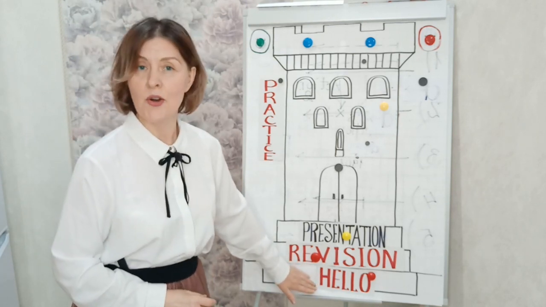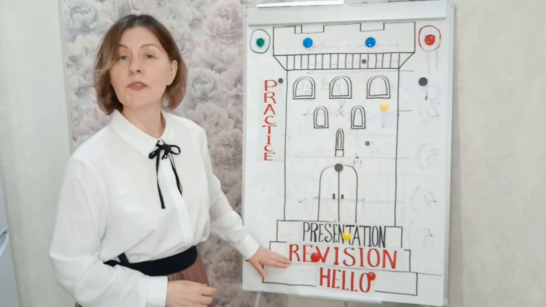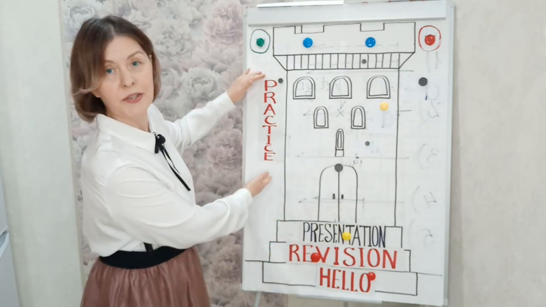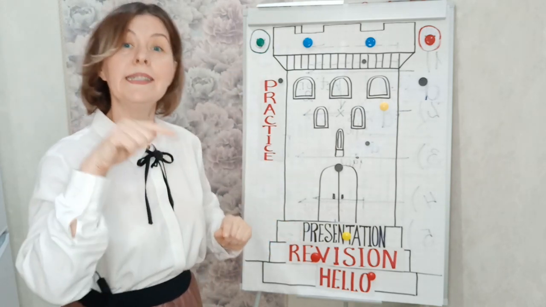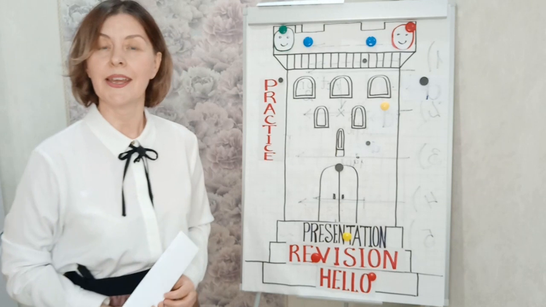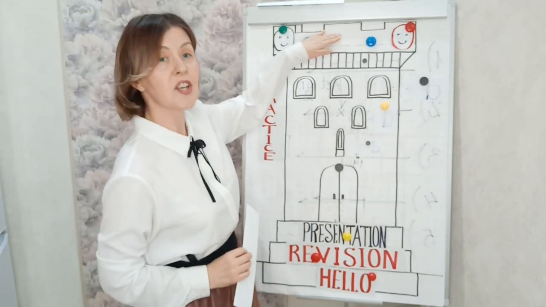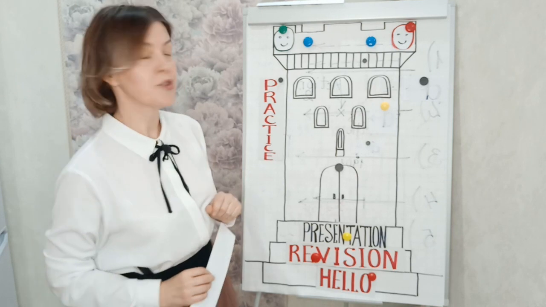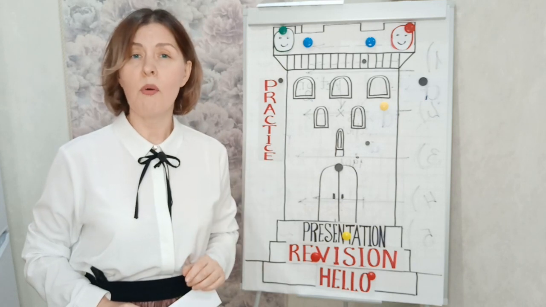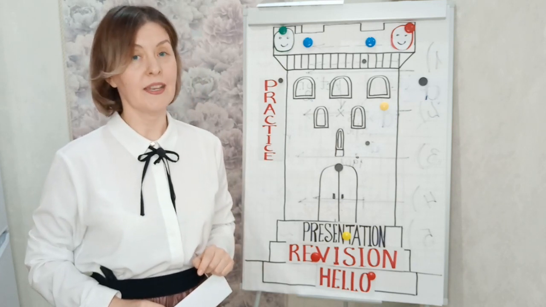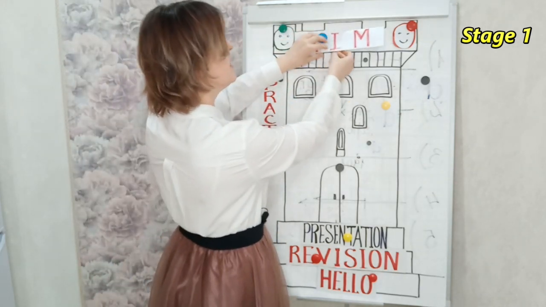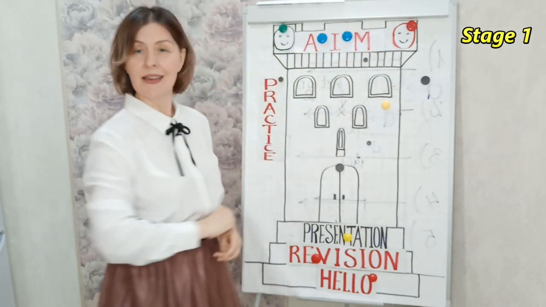We start with hello stage, then pass over to revision, present the new material, and give enough opportunities to practice. That's the way we teach. We teach from the bottom. But when it comes to planning, you should start from the top. The top is the place where you want your students to arrive. Happy students, happy teacher. And the first and most important question you have to answer is, what is the aim of the lesson? What will your students be able to do by the end of the lesson?